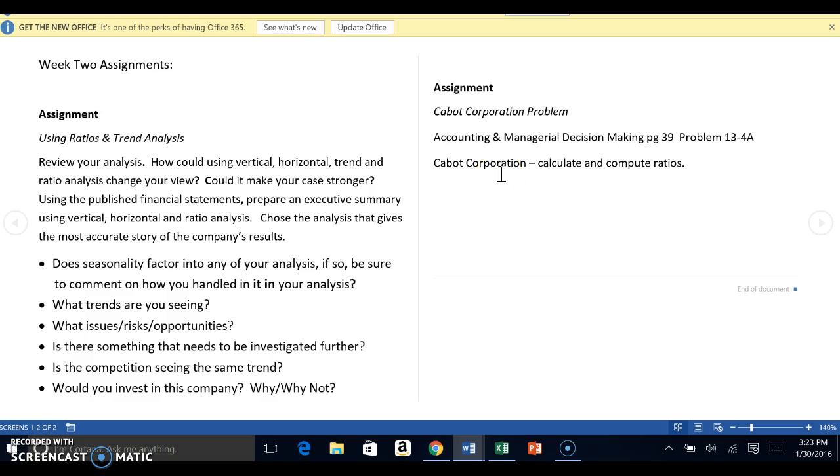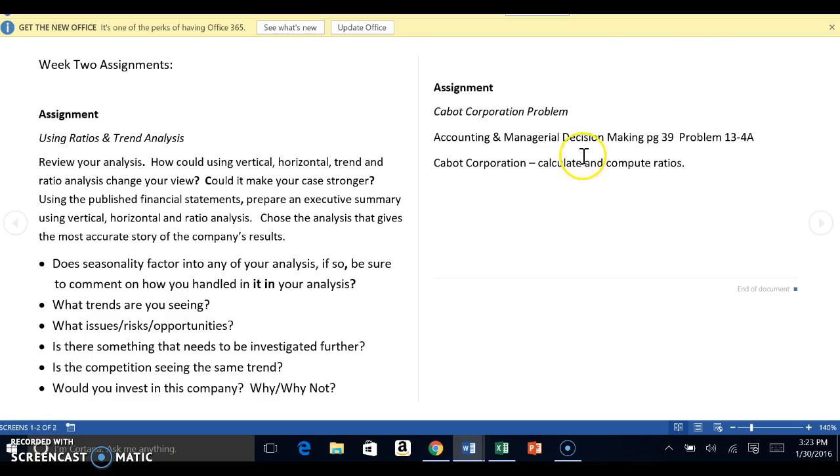The second part of the second assignment that's due this week is actually a practice assignment, so you'll actually be calculating some financial ratios. The assignment can be found in your Accounting and Managerial Decision Making book. It's on pages 38 and 39, and it's problem 13-4A. So what you're actually going to be doing is calculating and computing some ratios. And I'd like you, if you see anything that strikes you about that, just to note it.